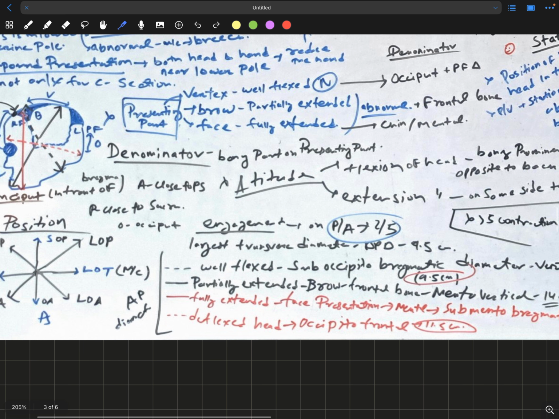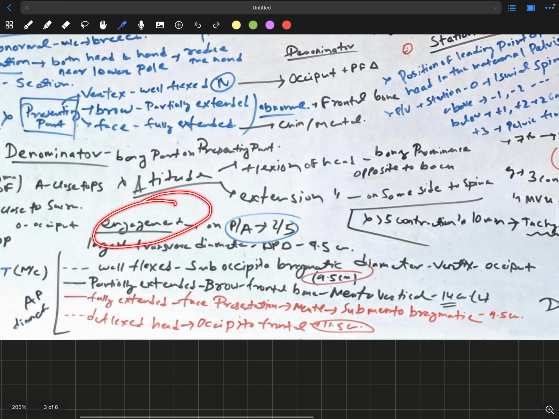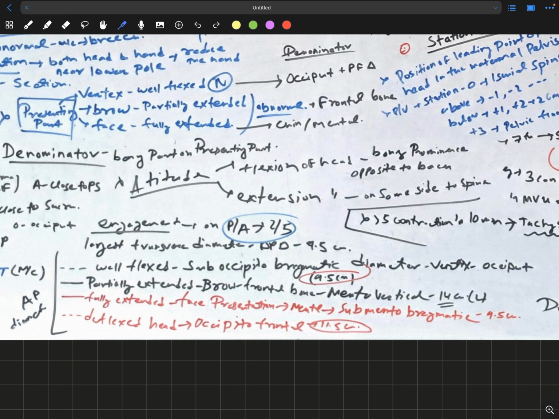Now we discuss engagement. So what is engagement? Engagement is when the largest transverse diameter, the biparietal diameter, crosses the pelvic brim. That is called engagement.